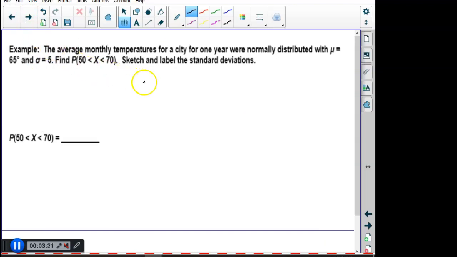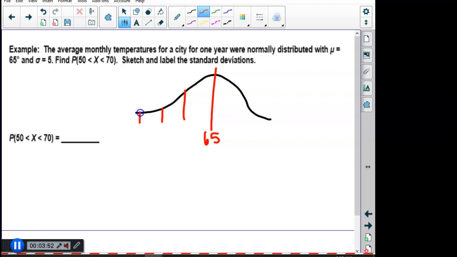All right, so this is one I think we can do quickly. It says sketch and label. It says the average monthly temperatures for a city for 1 year were normally distributed with a mean of 65 and a standard deviation of 5. So if we go 3 standard deviations, oh nice, I can even do this. Subtract 5, subtract 5, subtract 5, add 5, add 5, add 5.